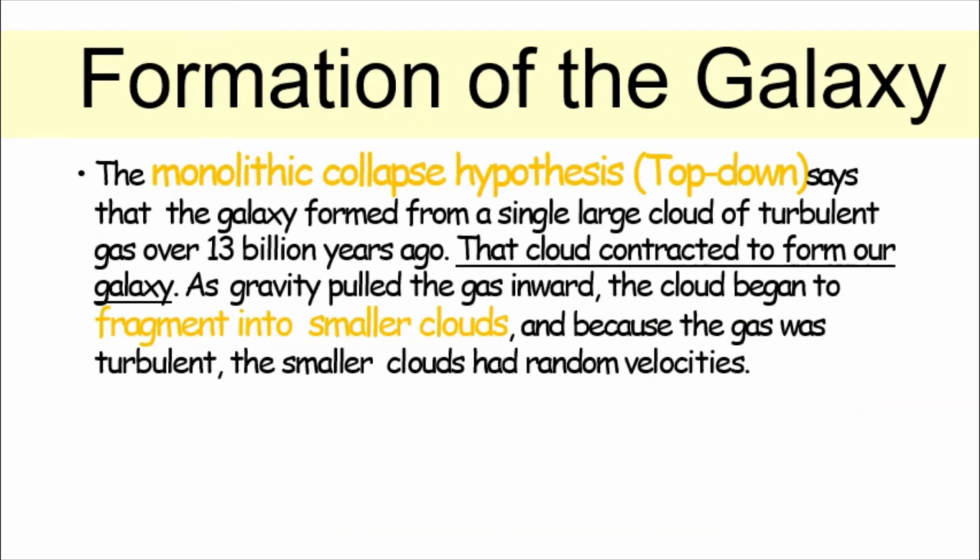The monolithic collapse hypothesis, top down, says that the galaxy formed from a single large cloud of turbulent gas over 13 billion years ago. That cloud contracted to form our galaxy. As gravity pulled the gas inward, the cloud began to fragment into smaller clouds, and because the gas was turbulent, the smaller clouds had random velocities.